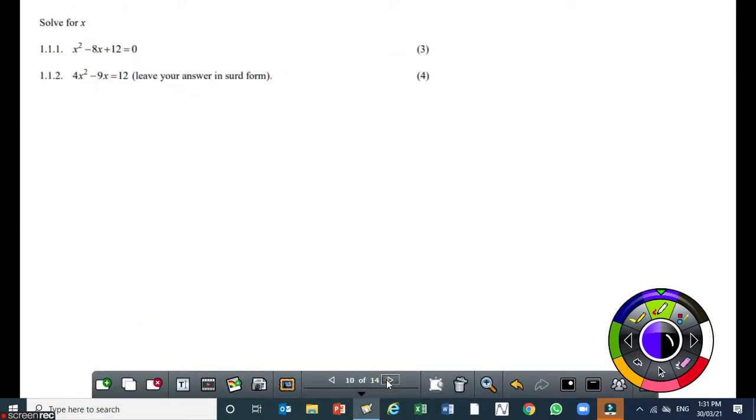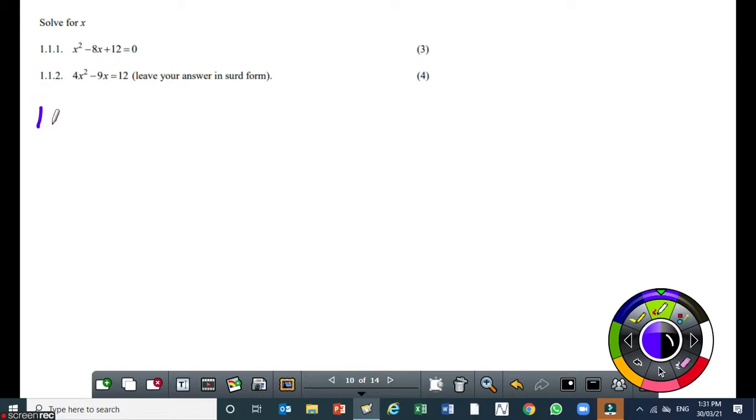Right, let's move on to quadratics. Right, I've already started quadratics under the third equation. Now, here we have got two common questions. Usually, the first question under quadratic equation, you need to factorize it. Then the next one, if it says leave your answer in surd form, it means use the quadratic formula. Okay, use the quadratic formula.